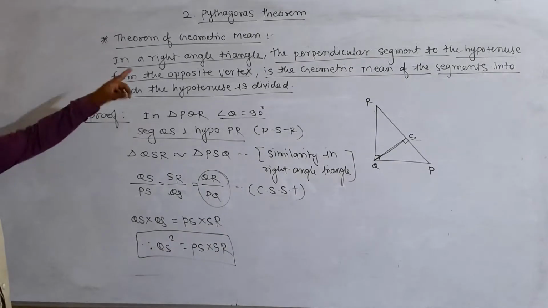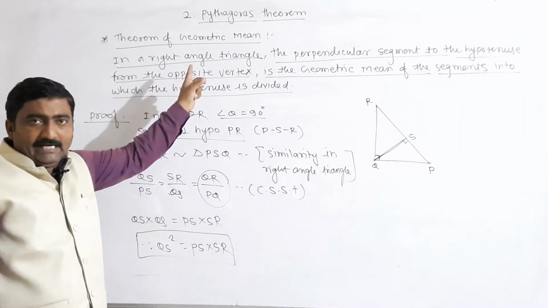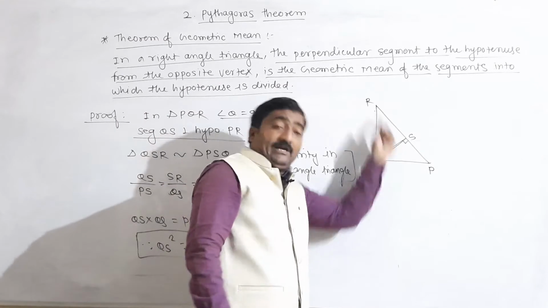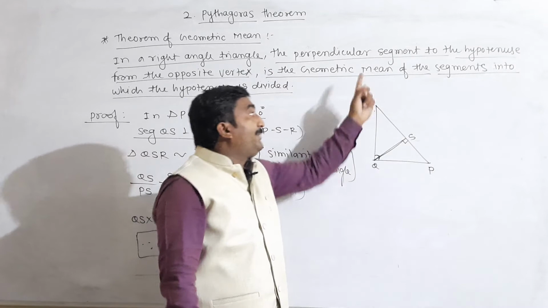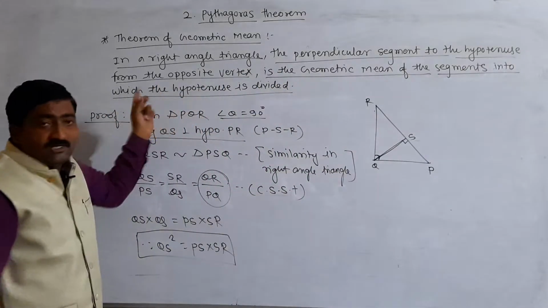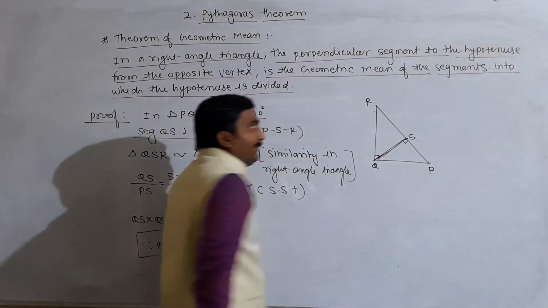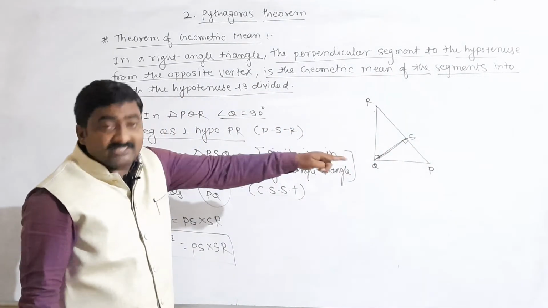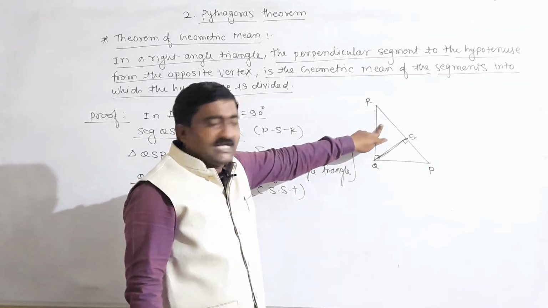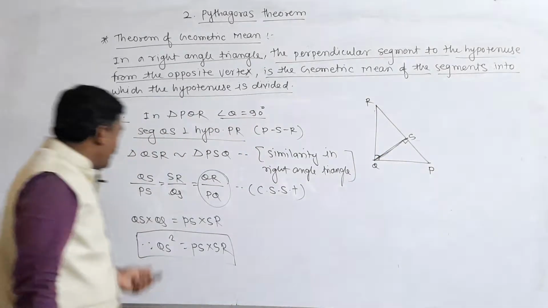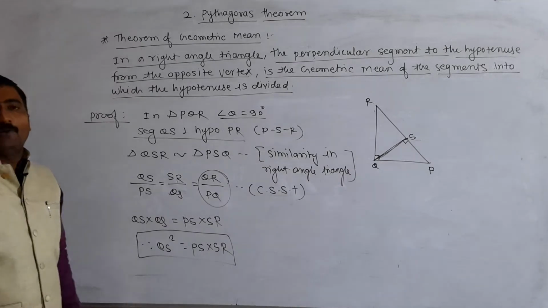It means in a right angle triangle, the perpendicular segment to the hypotenuse, which is QS, from the opposite vertex is the geometric mean. So QS is the geometric mean of the segments into which the hypotenuse is divided. The hypotenuse is divided into two segments, which are PS and SR. So QS square is equal to PS into SR. This is the theorem of geometric mean.